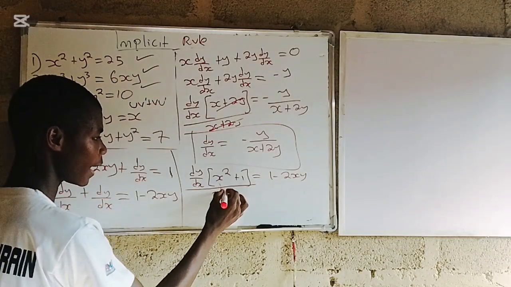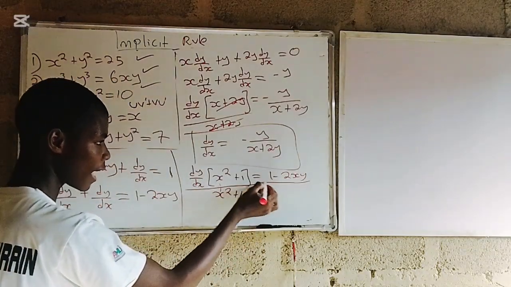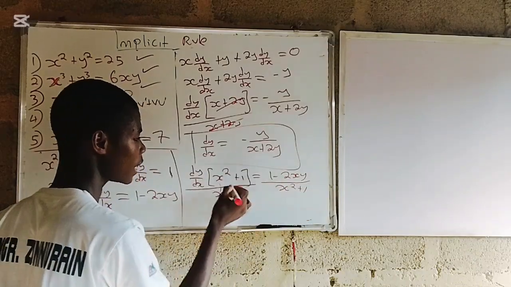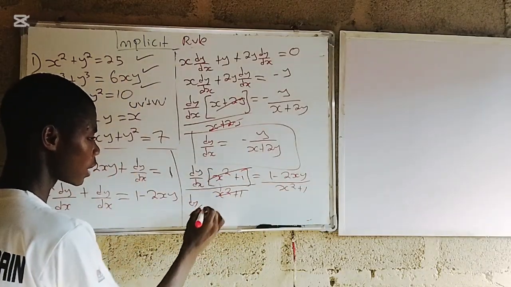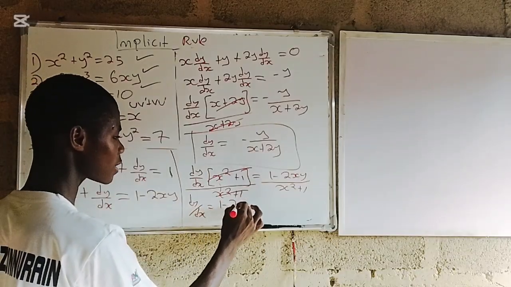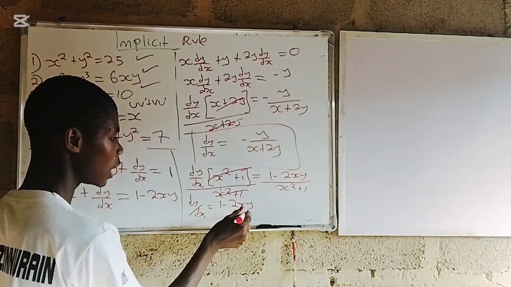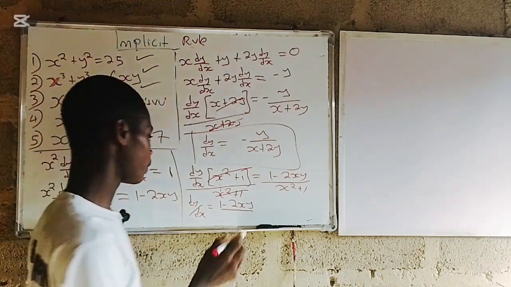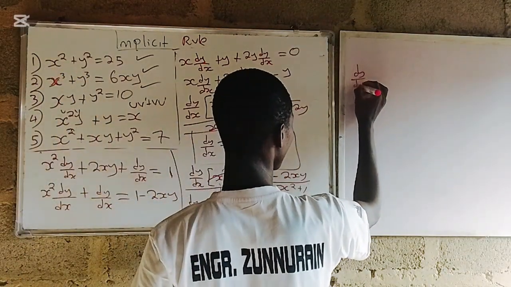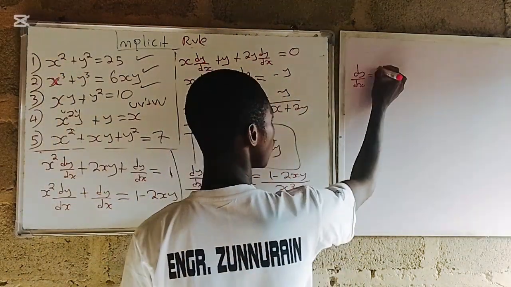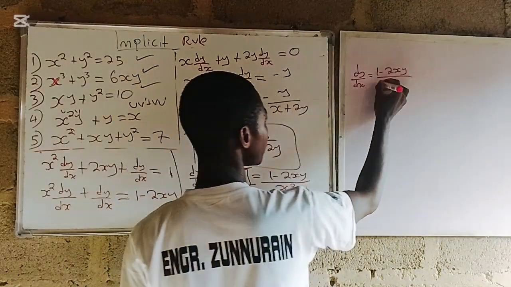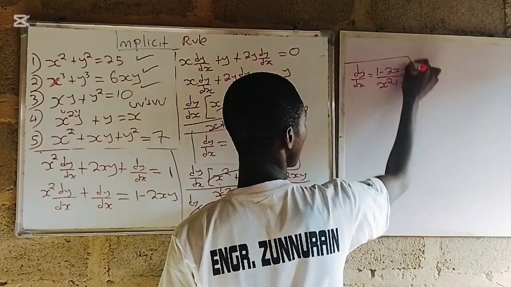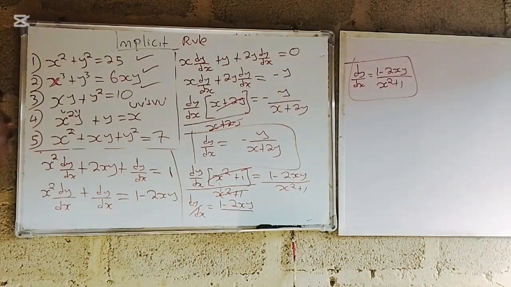Divide both sides by x squared plus 1. This will go with this. At the end, dy/dx will now be equal to 1 minus 2xy divided by x squared plus 1, as the final solution to the fourth question.